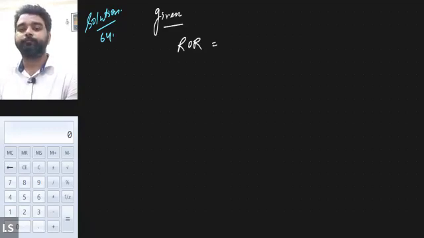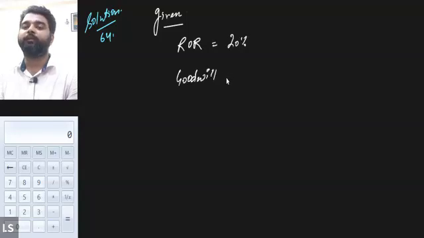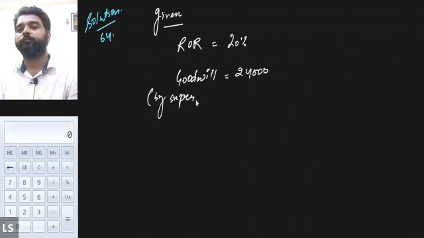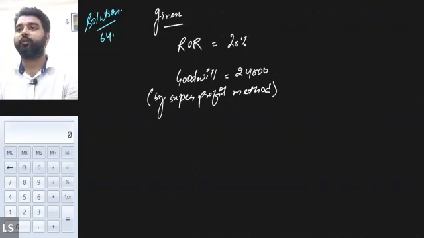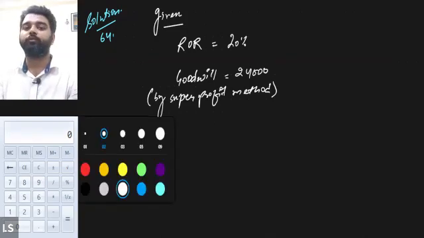20%. Then the value of the goodwill using the super profit method has been calculated and given in the question, which is 24,000. This goodwill was calculated by applying the super profit method. Other than this, question is also giving us details about the asset, cash, reserves, creditor, and the value of the capital balance. So let's just write down all those values also.